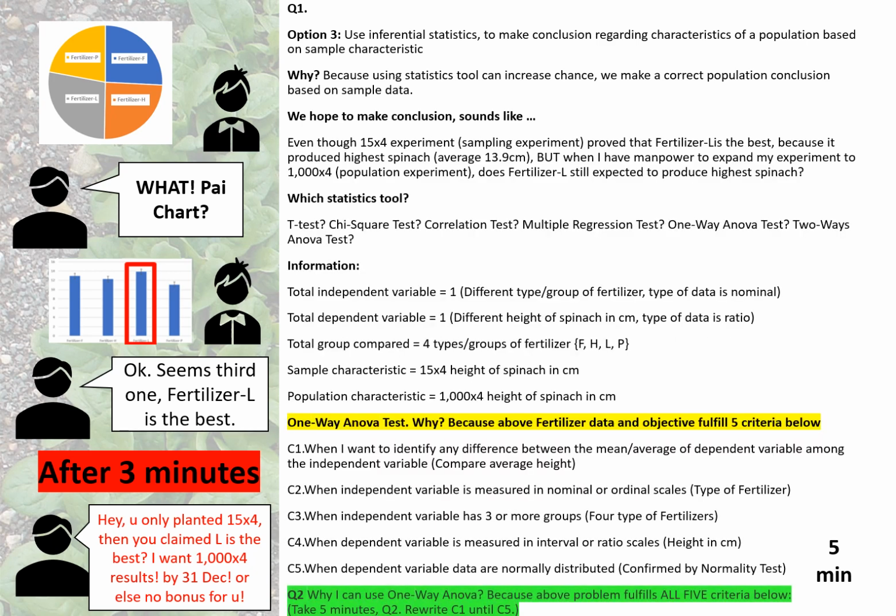The green color is the next question for you. Why can I use one-way ANOVA? Because the above problem fulfills all 5 criteria below. So now you take 5 minutes, go to the Google form just now, and rewrite C1 until C5. Why? Because through writing, you could recall and remember those 5 important criteria. Okay, 5 minutes, are you ready? You can start now.